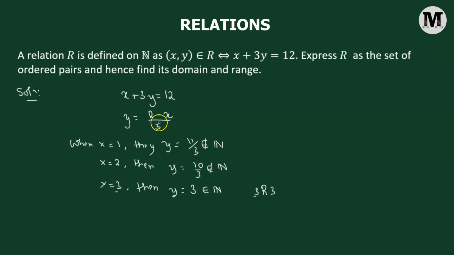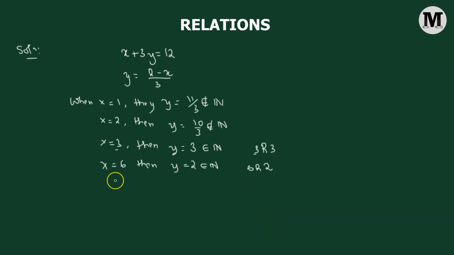Then if we choose x to be equal to 6, in that case we have 12 minus 6, which is 6. 6 divided by 3, so that's going to be equal to 2. So y will be 2. So that also belongs to the set of natural numbers. So we clearly have a relation 6R2. Fine. So what about x equals 7 and x equals 8? That's not going to work.